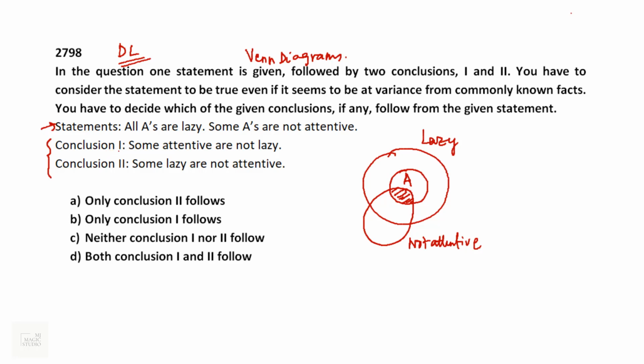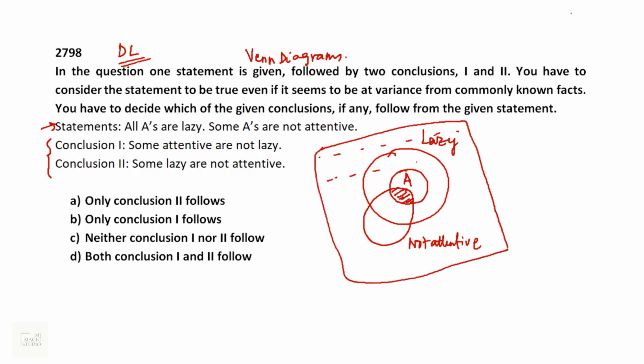Now conclusion 1 says some attentive are not lazy. Some attentive. This is a set of attentive people. If this is a set of all people, then this all is attentive people. And yes, some attentive people are not lazy. That is true. Conclusion 1 follows.